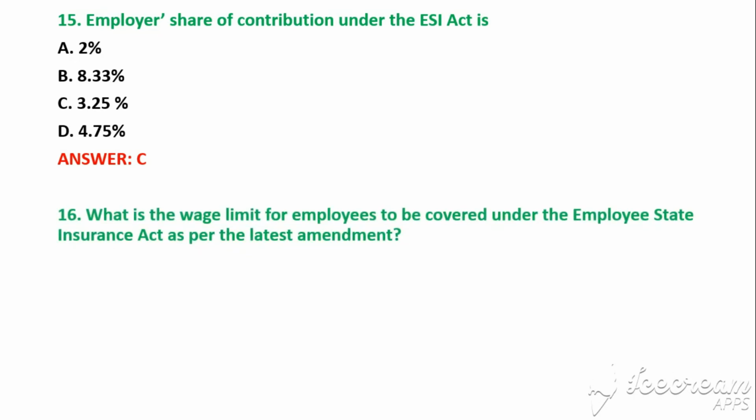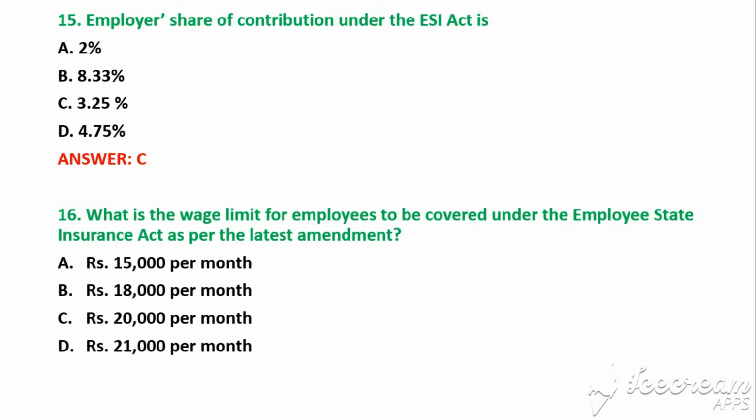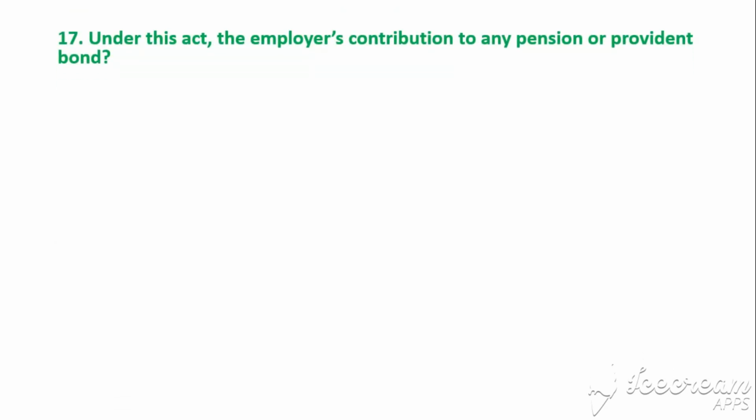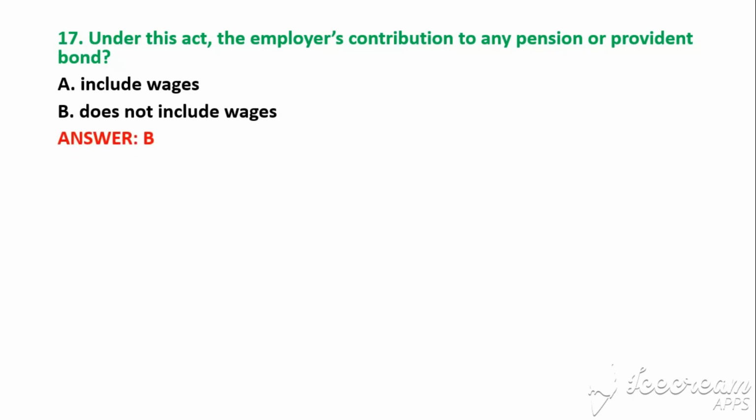Then, what is the wage limit for employees to be covered under the Employee State Insurance Act as per the latest amendment? What is the wage? Yeah, D is right. Rupees 21,000 per month. Then, under this Act, the employee's contribution to any pension or provident fund, does it include wages or not? Yes, B is right, it does not include wages.